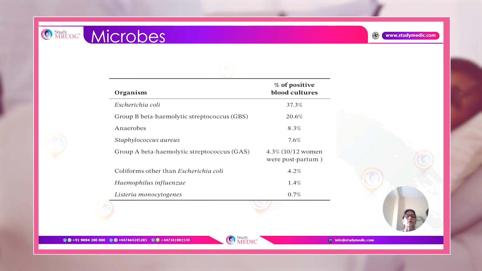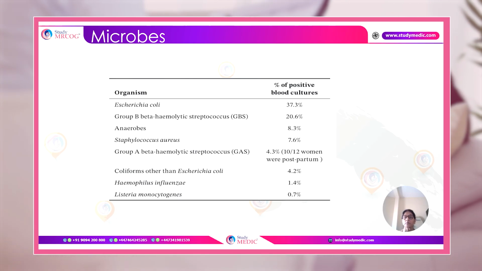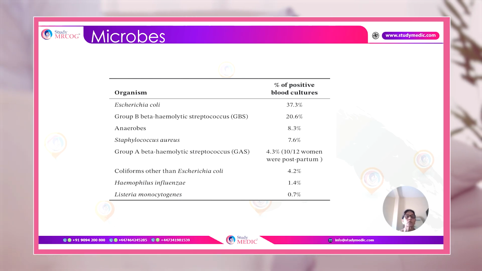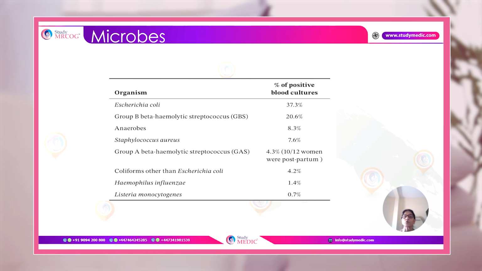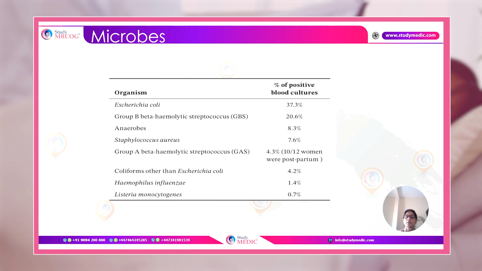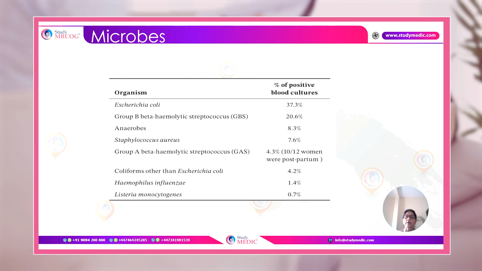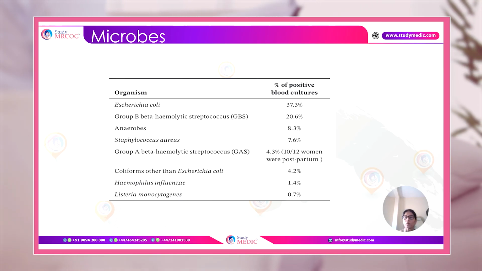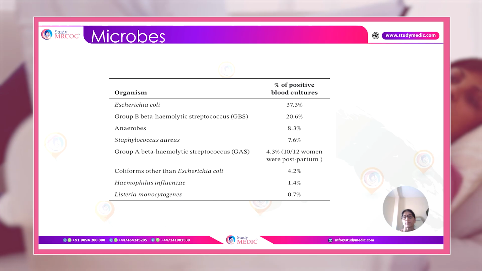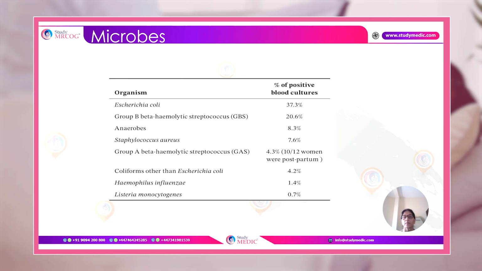Now, the next important change is the organisms that cause sepsis. Previously it wasn't E. coli, but the recent surveillance shows that E. coli has emerged as the organism which causes sepsis in the majority of women. It is almost 37.3%. Other organisms that have been implicated are group B hemolytic streptococcus, that is GBS, anaerobes, Staphylococcus aureus, group A hemolytic streptococcus, that is GAS, coliforms other than E. coli, Haemophilus influenzae, and very rarely Listeria monocytogenes.